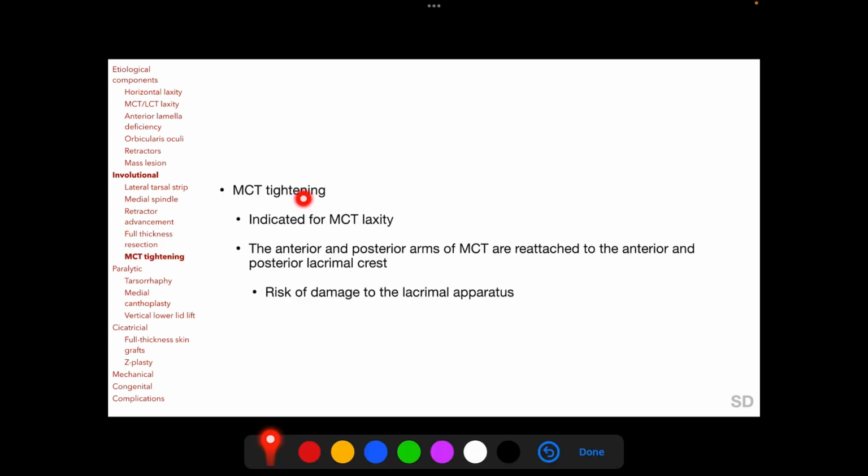Tightening of the medial canthal tendon is rarely done but is indicated if there is significant laxity of the tendon.